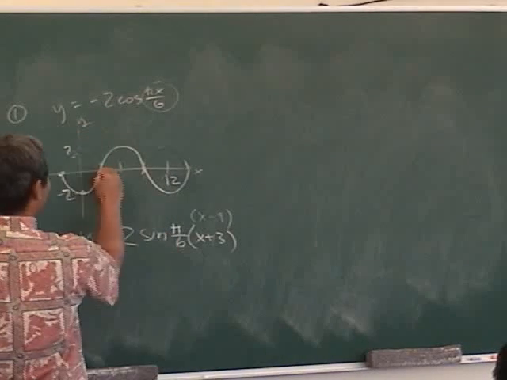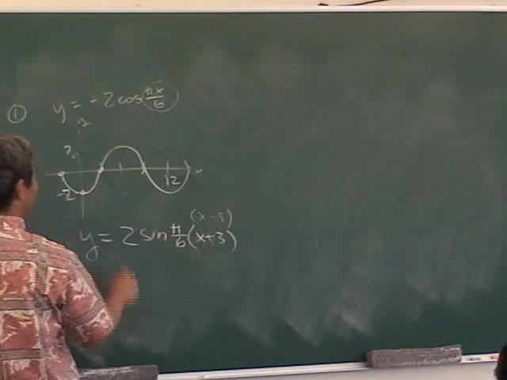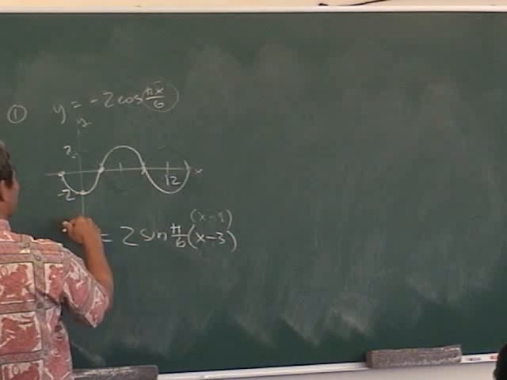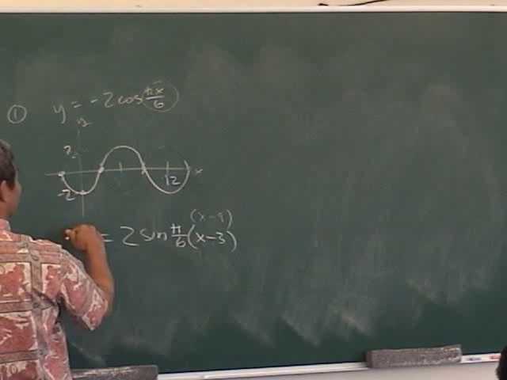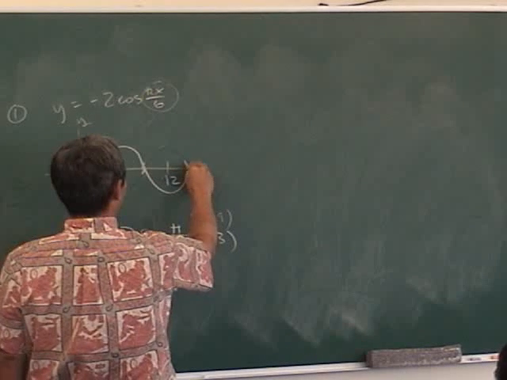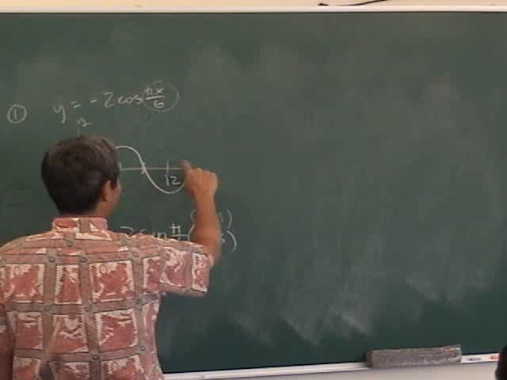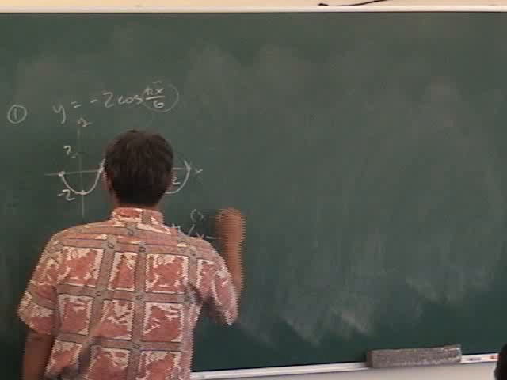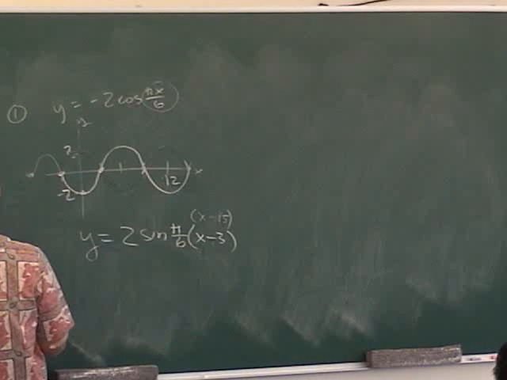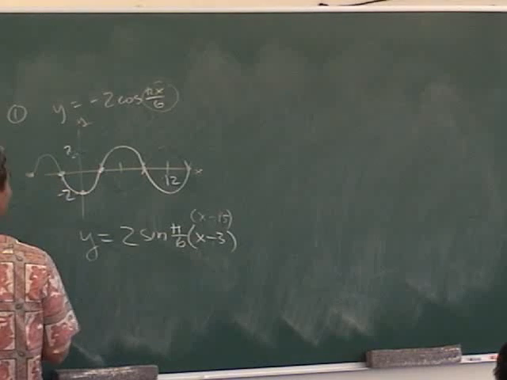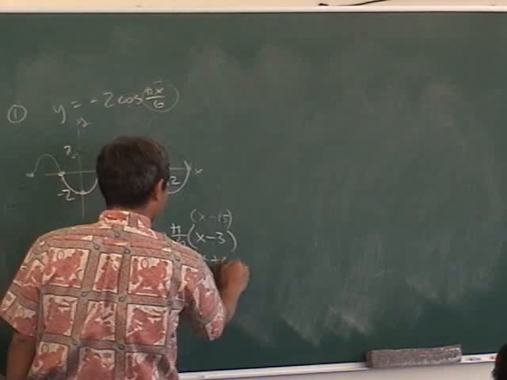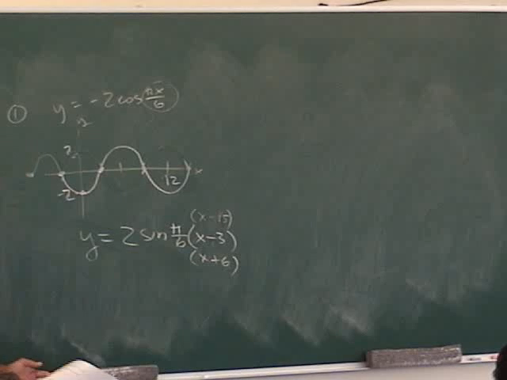Anyway, sine starts over here and then it goes up to the maximum. So shifted 3 to the right, or you could have shifted it what? Where would it start again? No, you got to shift it 15 to the right. Or what would be right there? 6 to the left. So you could also have x plus 6. That's why there's an infinite number of answers.